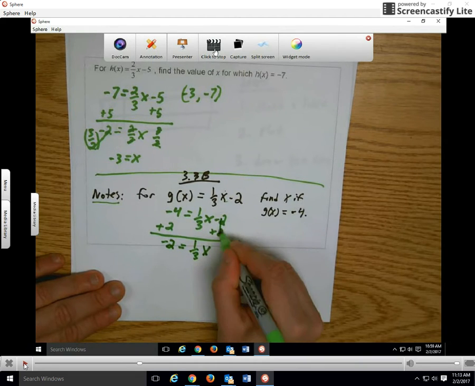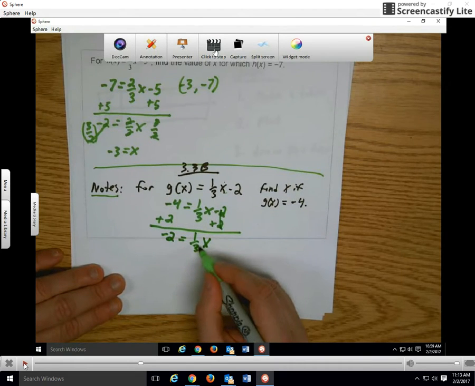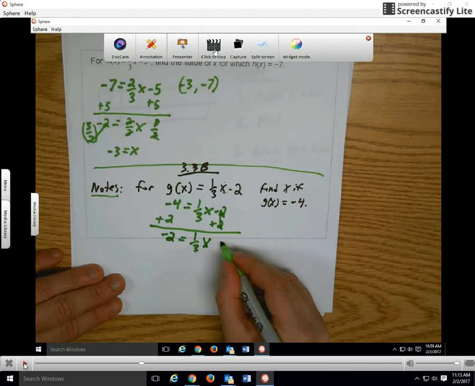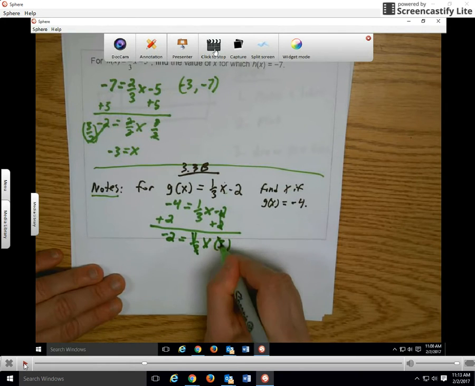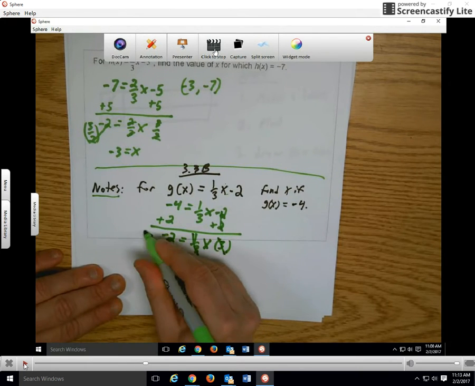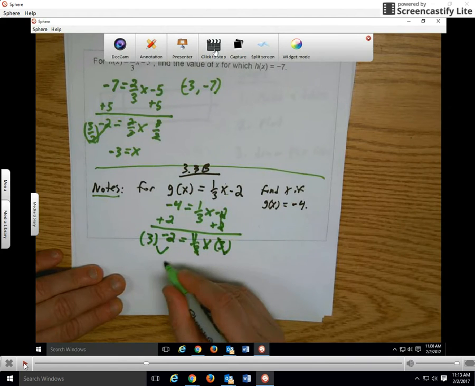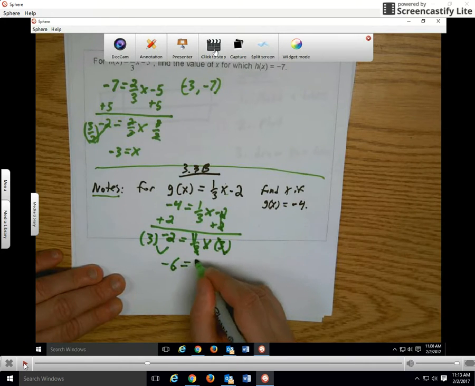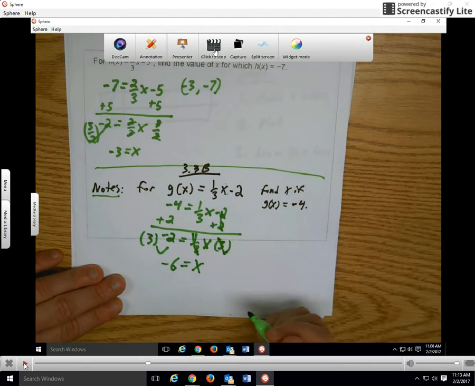These would cancel. Then how do you get rid of a 1/3 x? You multiply by 3. I like to actually write it right next to it, but I didn't leave myself enough room this time. So I'll write it by 3. That cancels these out. And I'll multiply this side by 3. So we'd have a -6 equals x. Okay, we found our x.